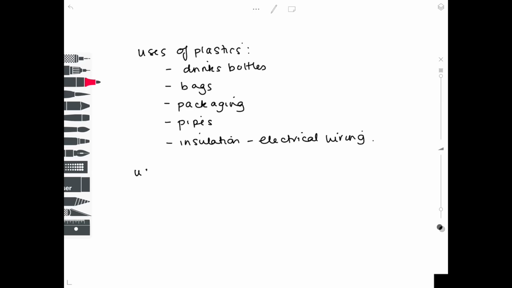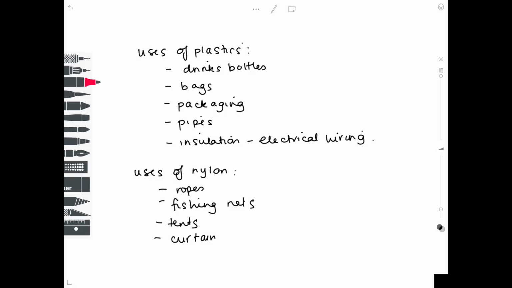Now nylon, let's learn the uses of nylon. So you find it in ropes, fishing nets, tents, curtains, and parachutes of all places. Should we try and draw a rubbish parachute? Yeah, it looks more like a jellyfish or a cupcake.